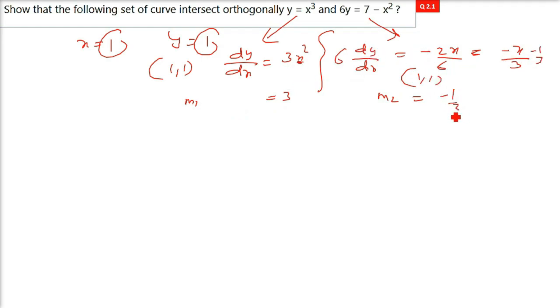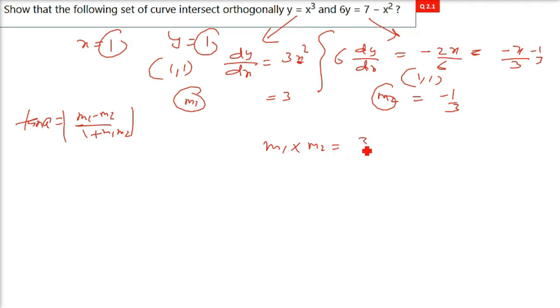Now you don't have to go for tan theta equals m1 minus m2 by 1 plus m1 m2. No. You are very clear that when you multiply m1 and m2, you should not go for the whole formula, because 3 and minus 1 by 3 are self-explaining. If you multiply both of them, you are going to get negative 1.